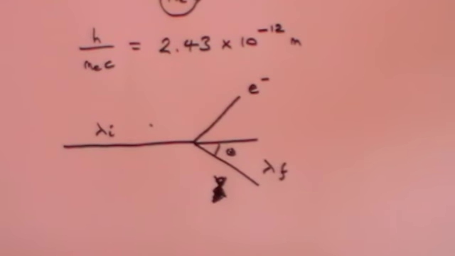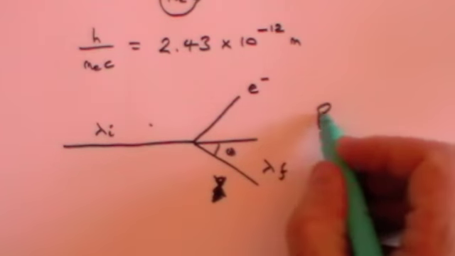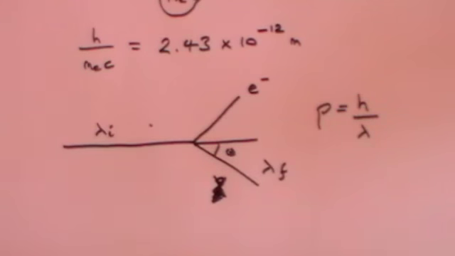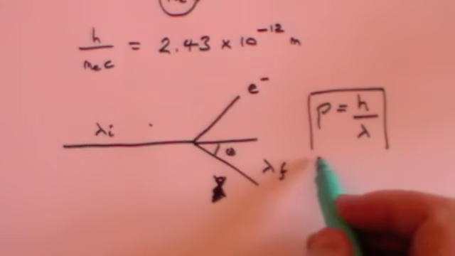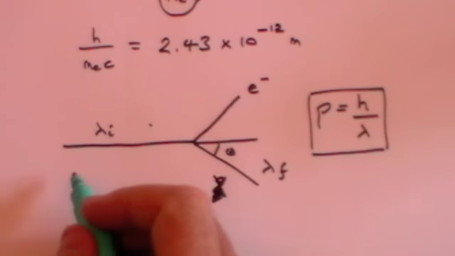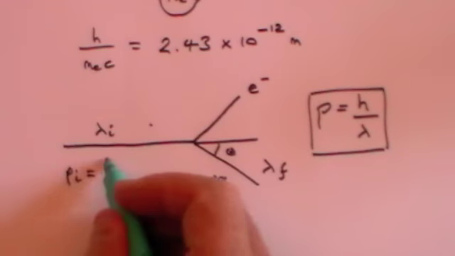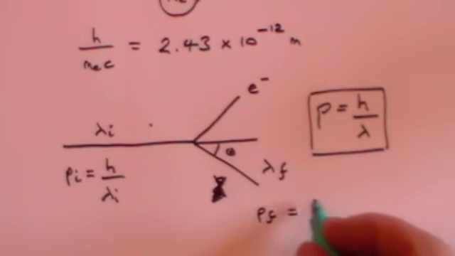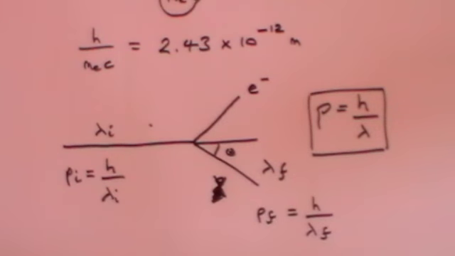Well, we need de Broglie's equation, and if you remember, de Broglie's equation tells us that the momentum of a photon is equal to h over lambda. That was the famous de Broglie equation, which essentially was almost the starting point of quantum mechanics. Momentum of a photon is Planck's constant divided by the wavelength. So the momentum of this incident photon is going to be Planck's constant divided by the wavelength, lambda I. Similarly, the momentum of the emerging photon is going to be Planck's constant divided by the wavelength of the emerging photon.